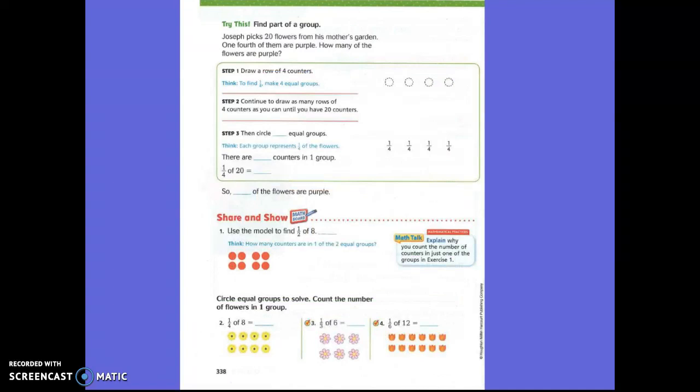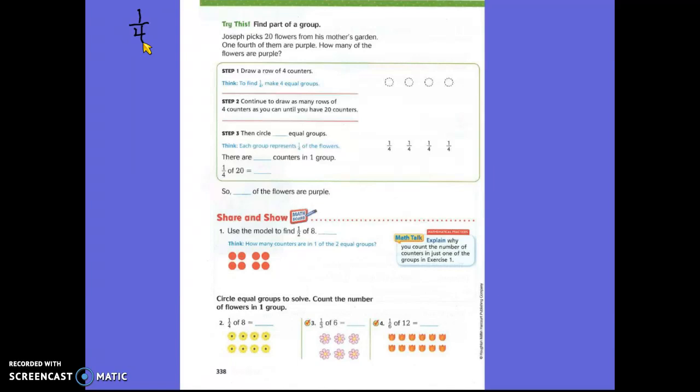Let's try another problem. Joseph picks 20 flowers, so we know what our total counters are going to be, from his mother's garden. 1/4. How do you write 1/4, guys? 1 on top and 4 on bottom. 1/4 of them are purple, so that means how many groups are we going to have? 4. Thank you very much. 4 groups. How many of the flowers are purple?